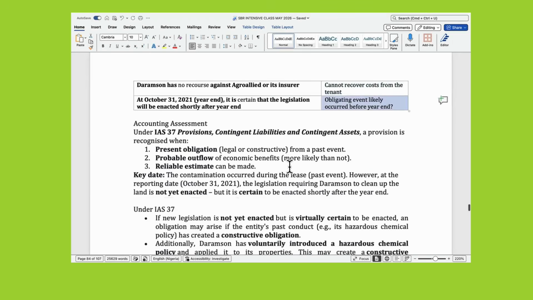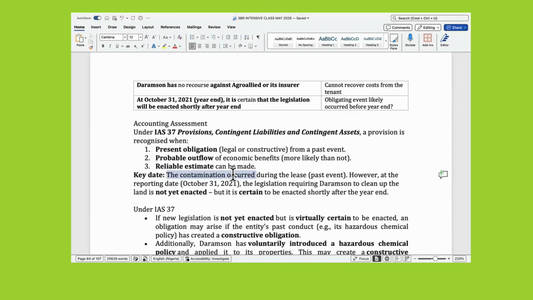So the way we treat this is that under IAS 37, which talks about provisions, contingent assets and contingent liabilities, a provision is recognized where there is a present obligation, either legal or constructive, arising from past events, and it's probable that there will be an outflow of resources. And also, we can measure the obligation reliably.